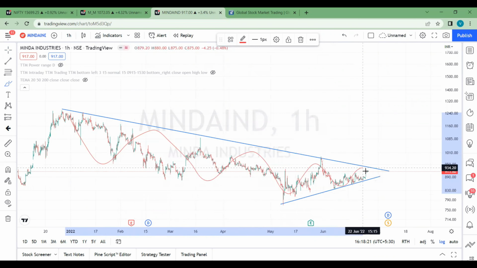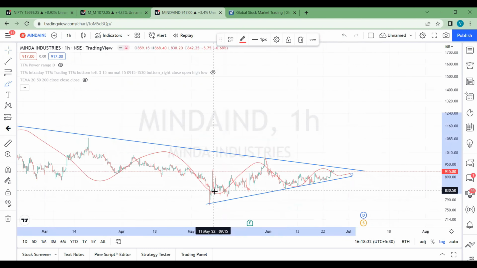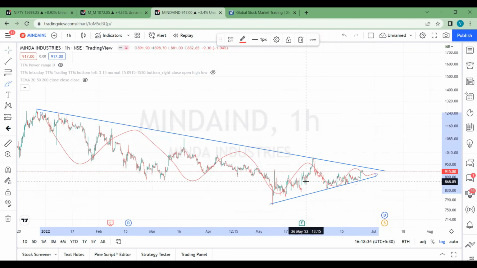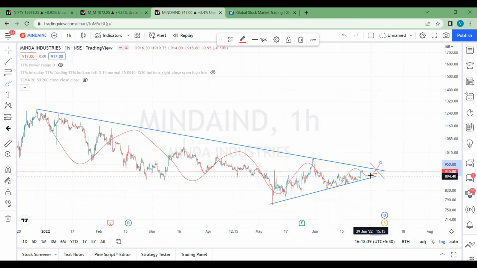Minda Industries is being squeezed in this particular zone since almost 9th May to 24th June. It's been so many trading sessions trading in this particular range. Once this range is taken off, and if the upside trend line is broken, chances are Minda Industries may fire upside, maybe reaching the 1000 levels or above. So you can keep this particular stock on your radar, and once you get the confirmation, you can plan for further trades.